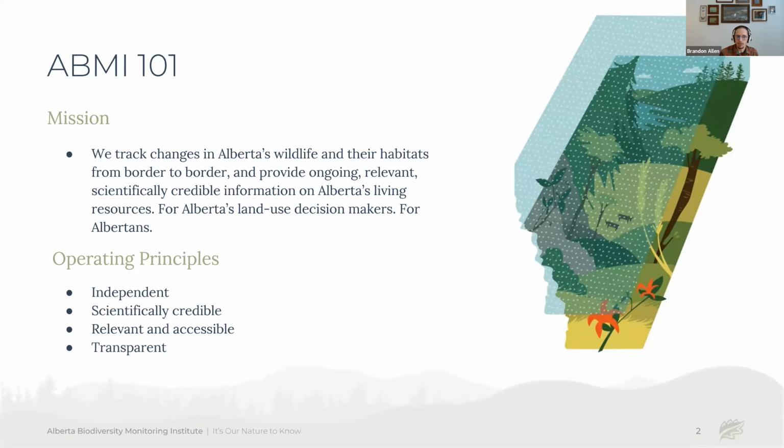We try and do this through a few core operating principles. So we are an independent arm's-length organization. We highly value scientific credibility. We're often publishing papers and working with collaborators and other NGOs and government to make sure that what we're doing is credible. And the big thing we're focusing on these days is making sure that the data we provide and the products we create are relevant, accessible, and transparent. So making sure that, like for this indicator, everybody can take a look at it, can understand what goes into it, how it's created, and all of that little nuance that you need to understand if you're going to be using this information to make land use decisions in the province.